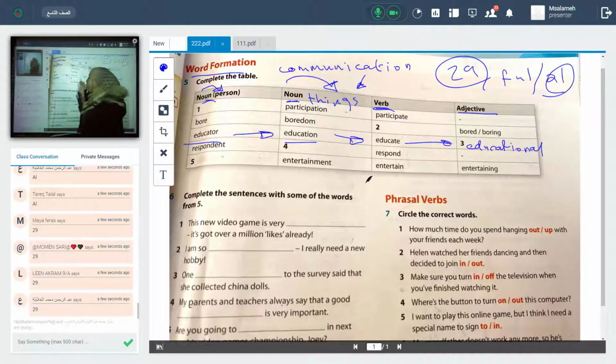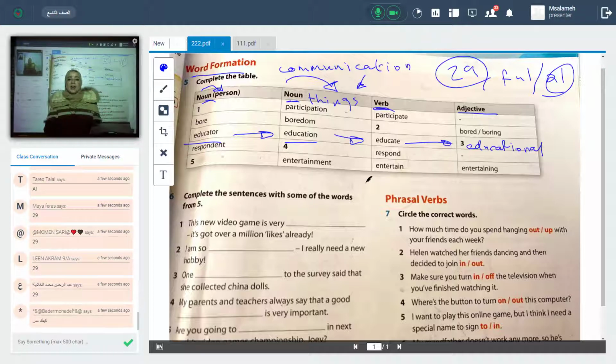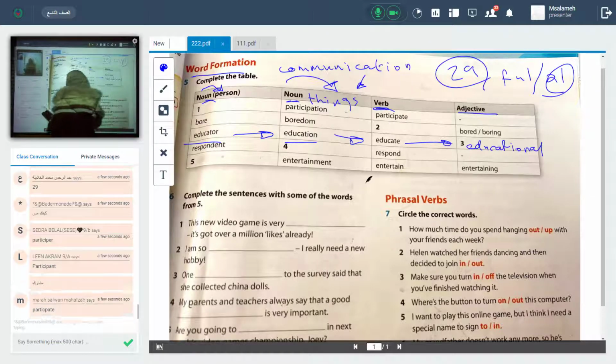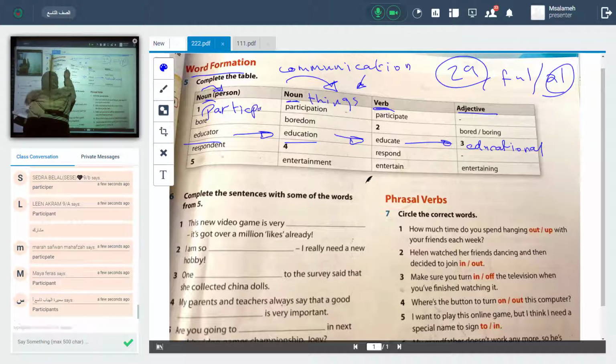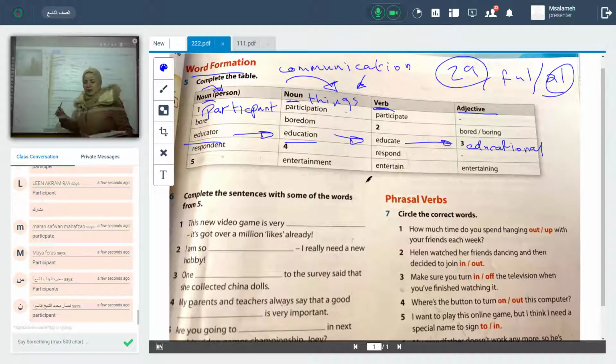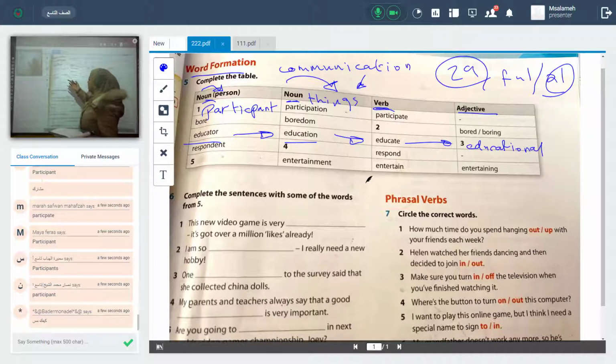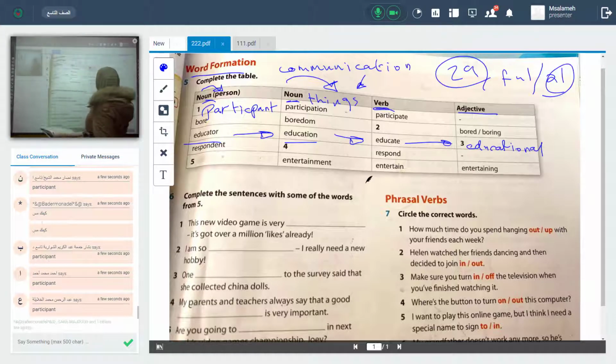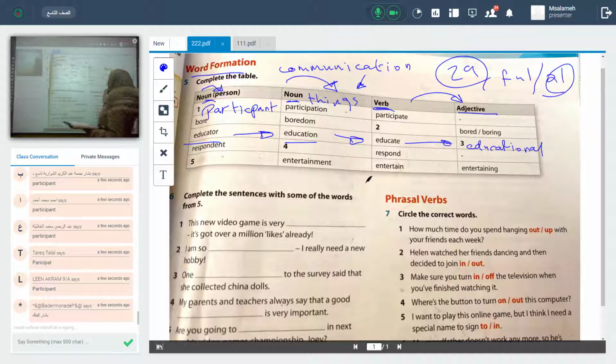If we take the noun of participation, what does it give us? Participant, excellent Leen. Participant. So the first word, participant. We have noun things, participation. What's the verb of participation? Participate. Now what's the adjective of participant?